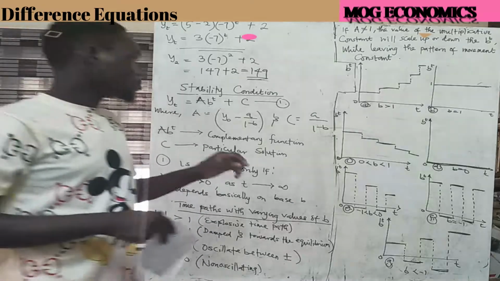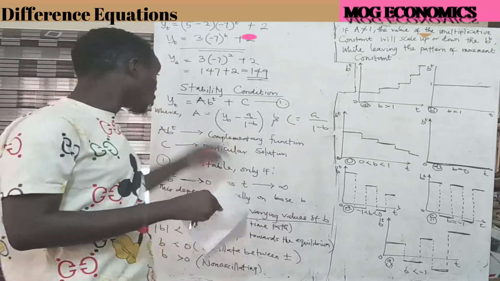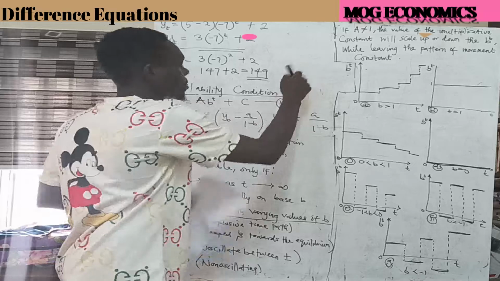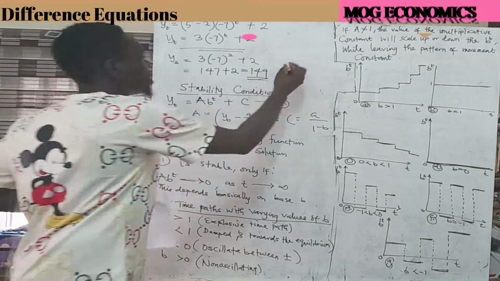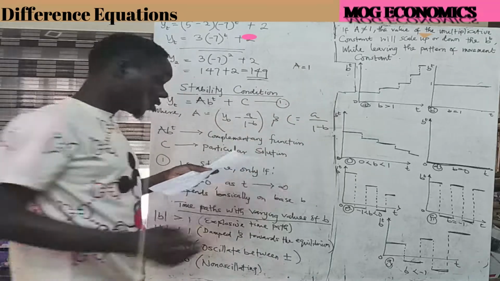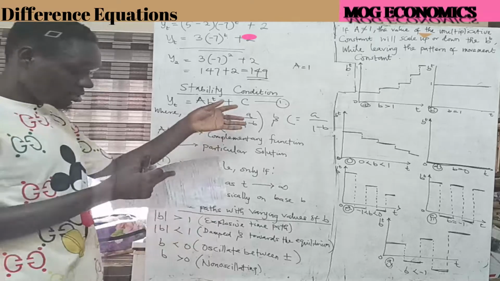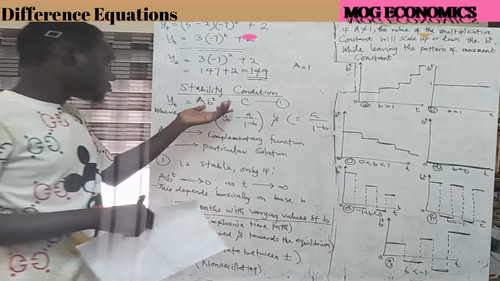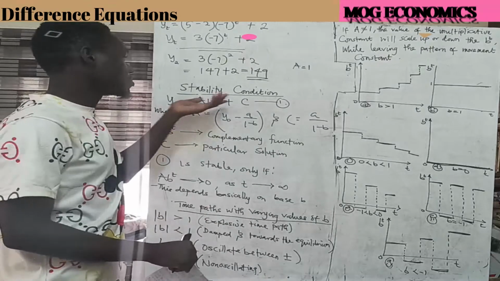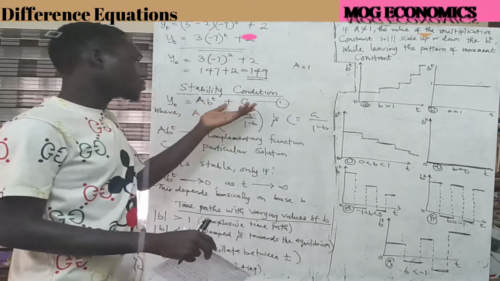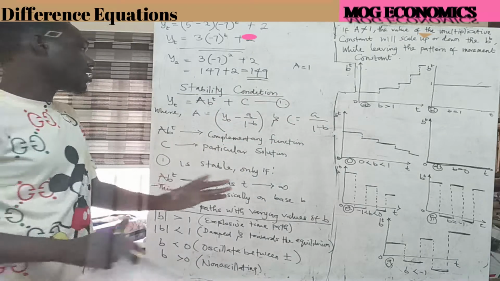All right, and for a situation whereby this a is one, what happens at that point is we only have a mirror image of the time path. So the time path is just a mirror image. It's not affected. The pattern of movement still stays the same. So we only have a mirror image in that case.